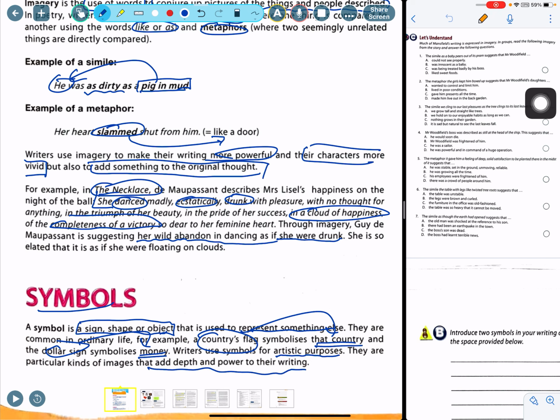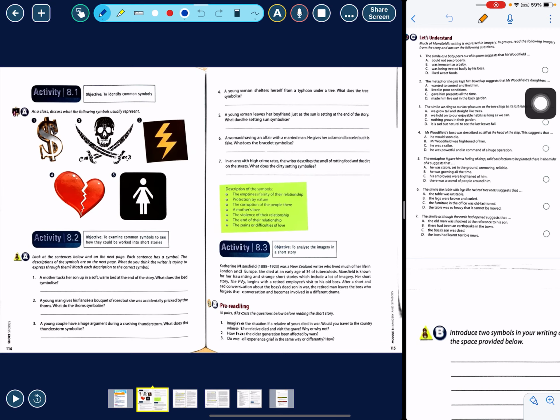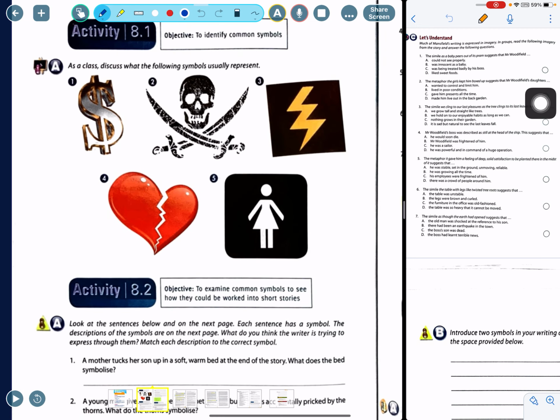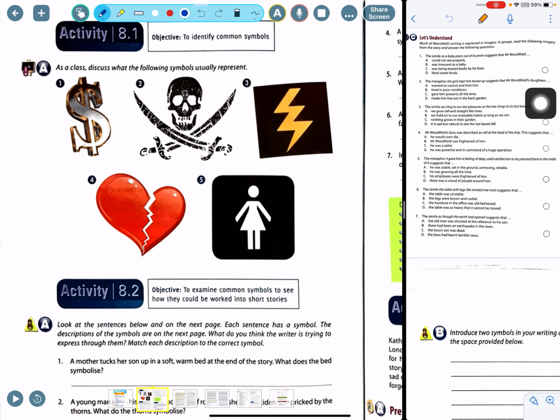Okay, so maybe for this part you need more examples. So let's take a look at this. What can you think of when you see these things? I think most likely when you see a dollar sign, yes, you think of money, right? Or wealth, fortune, cash. And how about this skeleton or the skull with two swords underneath? Most likely maybe you think of pirate, right? Or danger.